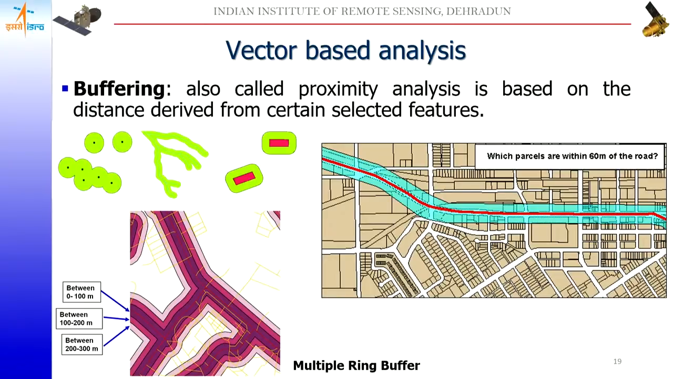Now these kinds of multi-ring buffers are very useful when you want to study a phenomenon with reference to various influence or envelope regions. For example, assuming this is a main road, and we want to find out how many schools are within a distance of 100 meters, 200 meters, and 300 meters. Using a multi-ring buffer will help us in answering those kinds of questions.